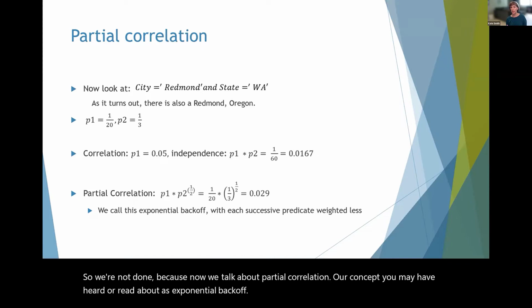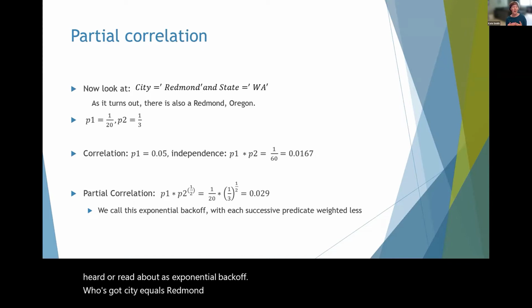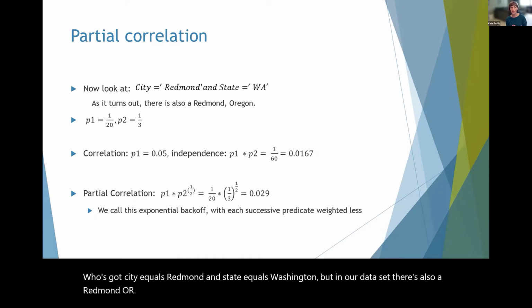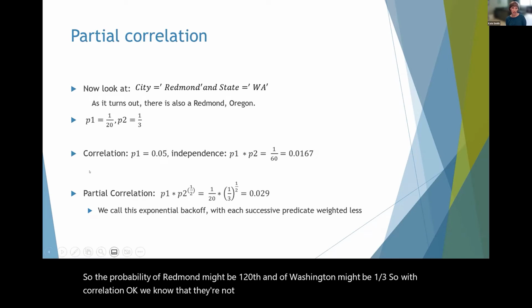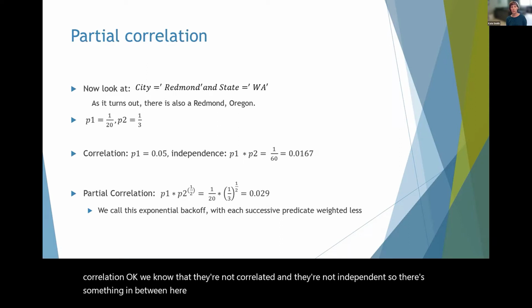Here we've got city equals Redmond and state equals Washington, but in our data set, there's also a Redmond, Oregon. So the probability of Redmond might be 1/20th, and of Washington might be 1/3. So with correlation, okay, we know that they're not correlated and they're not independent. So there's something in between here, right? So correlation would give us a probability of 0.05.